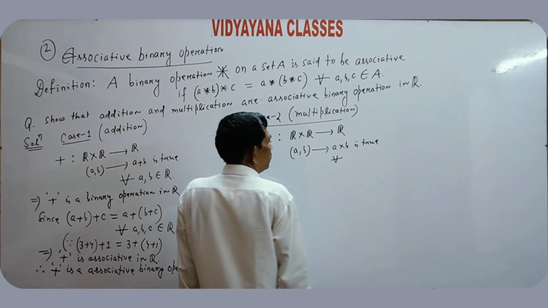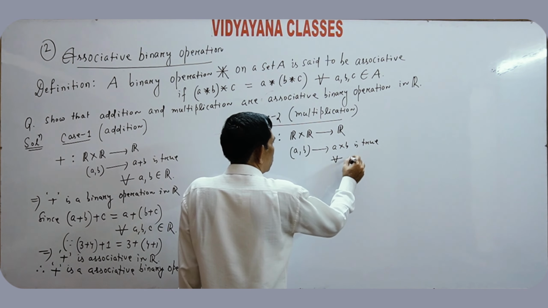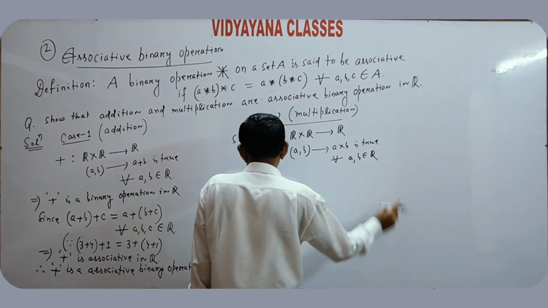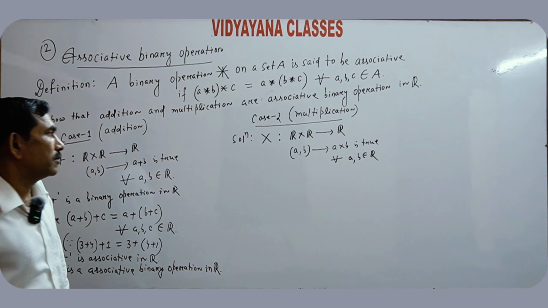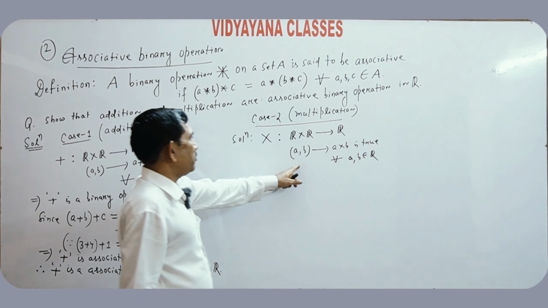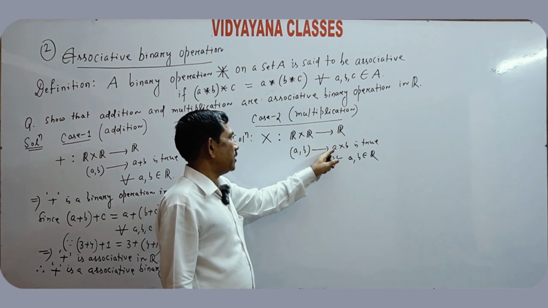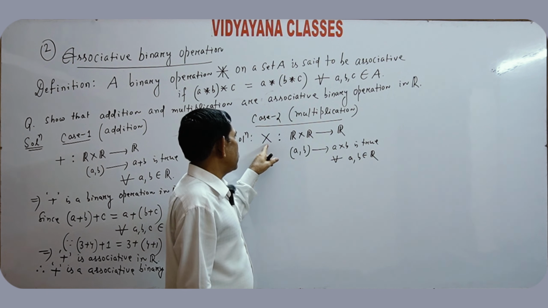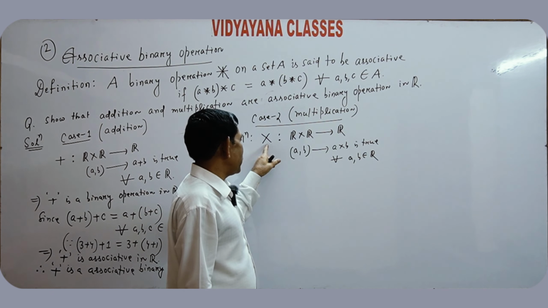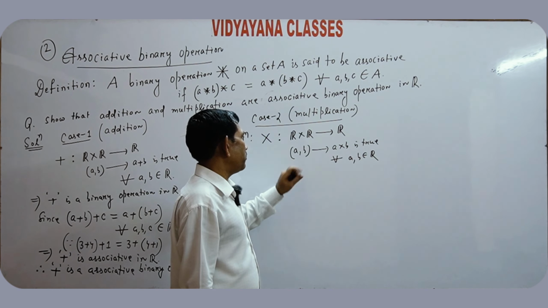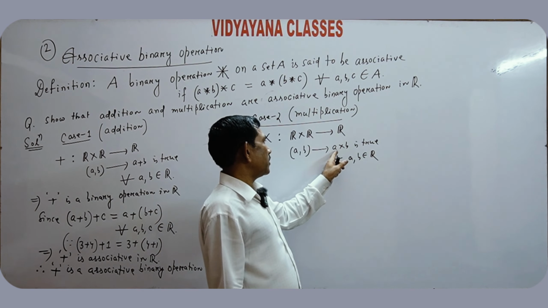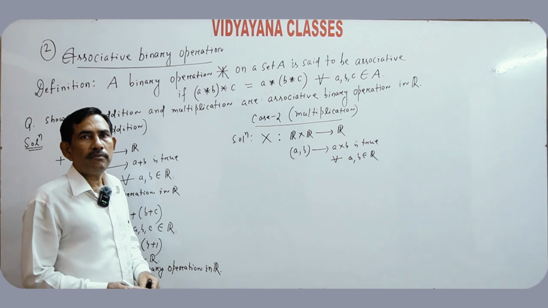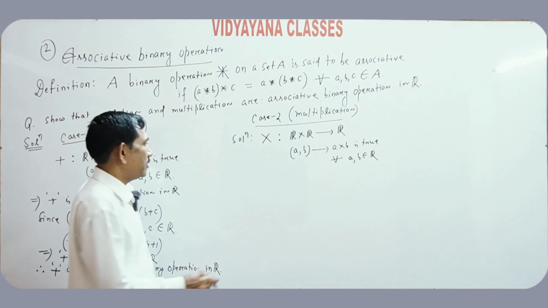for all a, b belonging to R. The ordered pair (a, b) belongs to R cross R, and a into b belongs to R. When multiplication operates on the ordered pair (a, b), it gives a into b belongs to R. It satisfies the definition of a binary operation.